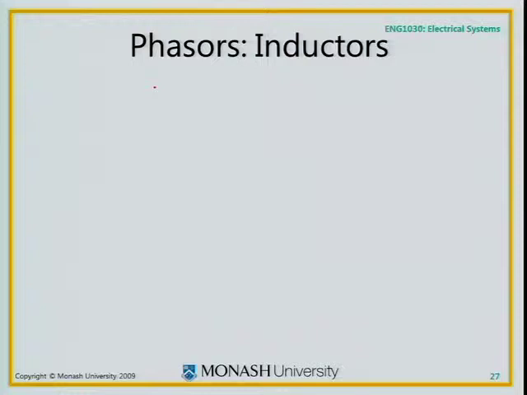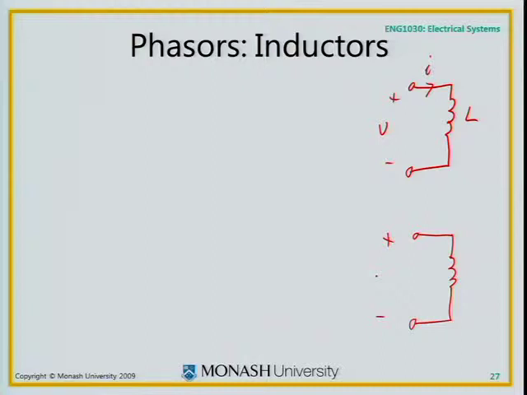Let's follow exactly the procedure we just did for resistors, but for inductors now. This is the time domain up the top. Phasor domain here. I know in the time domain that V equals L times di by dt. What does that mean in the phasor domain? It's going to be simpler.